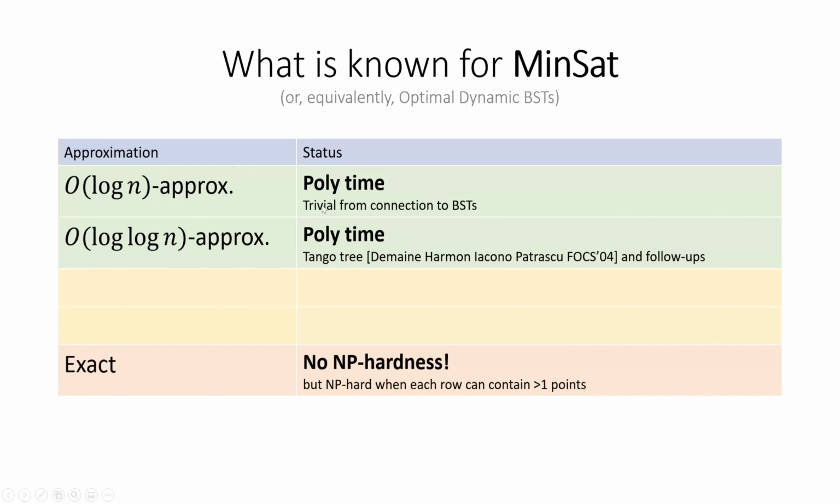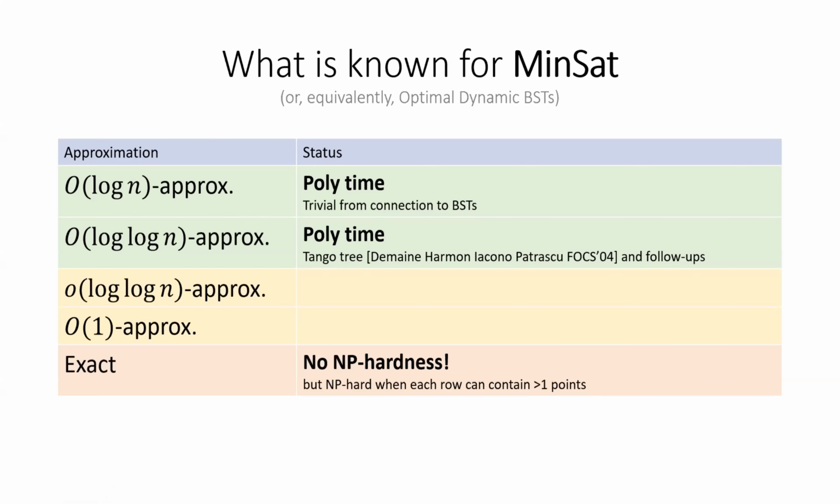And what is known about this problem? A log n approximation is known. We can do it in polynomial time. It turns out that even for the exact case, we don't know NP-hardness. And by the way, this problem is basically equivalent to optimal dynamic BST, right? I just want to stress again that if you can make progress on this problem, data structure people will care about it.